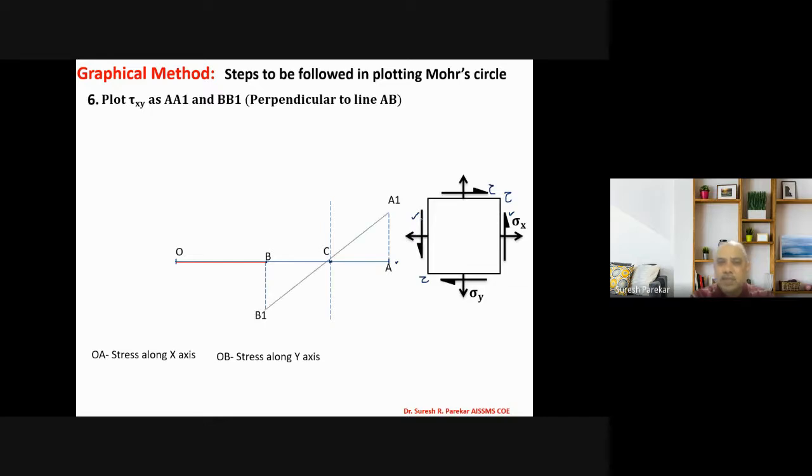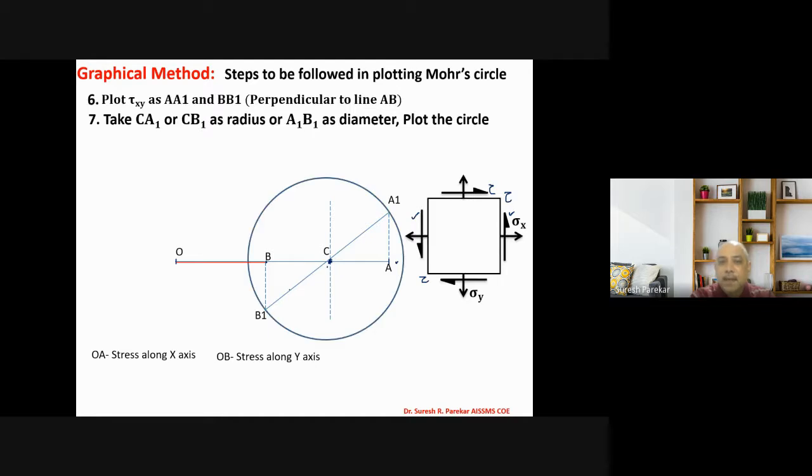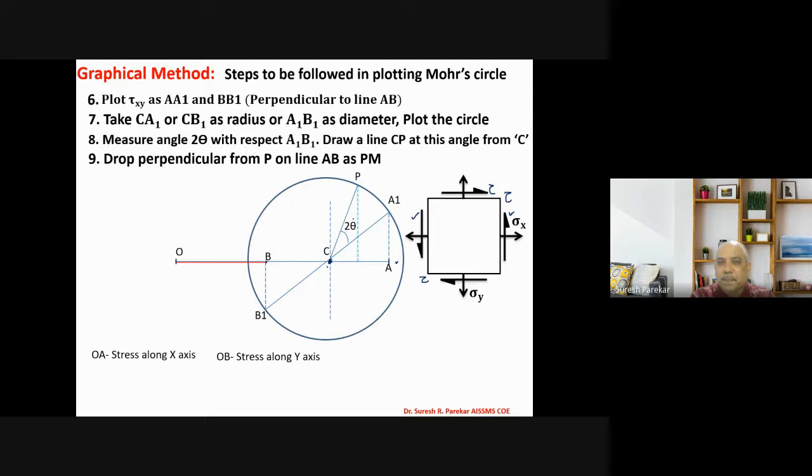Then we will connect these two and it will pass through circle center, that is C. And then we are going to plot the circle by A1, B1 as diameter, or CA1 and CB1 as radius, and that will give me circle. Now measure angle 2 theta, but you can see we have measured this angle 2 theta with line A1 B1, and then we will draw a line through C, and that will cut your circle at point P, and then we will draw perpendicular from P as PM.